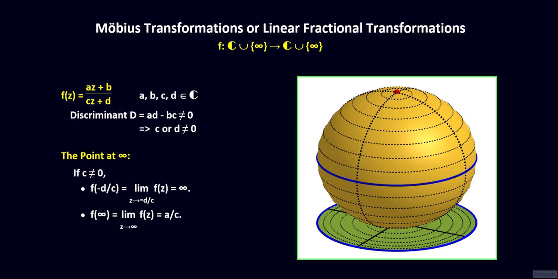On the other hand, if c equals 0, cz and bc will both be 0, but ad will be non-zero, so that a is not equal to 0. And so f of z, which is now equal to az plus b divided by d, tends to infinity if z tends to infinity, so that we define f of infinity as infinity if c is equal to 0. These take care of what happens at infinity, either with infinity as part of the domain of f, or with infinity as part of the range of f.